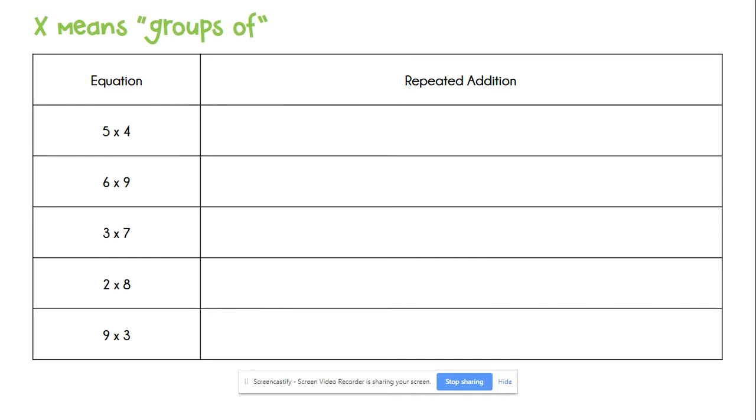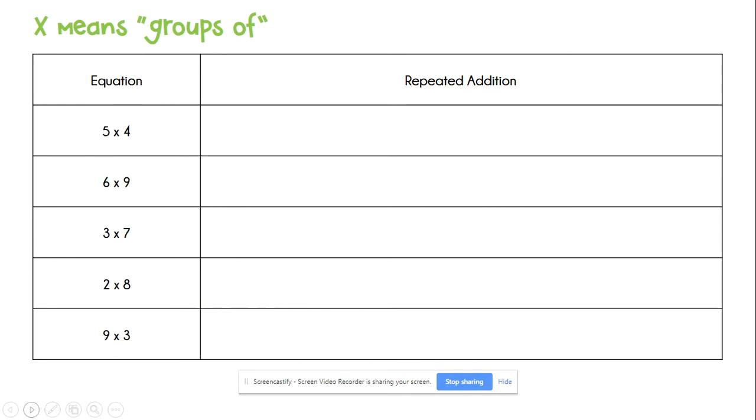In multiplication, the X, or the multiplication symbol, can stand for different things. In repeated addition, it's going to stand for groups of. So in 5 times 4, I can read that as 5 groups of 4. And the first number in your multiplication equation stands for how many times that you're going to add or how many groups that you're going to draw. And that second number represents the number that is being repeated or added over and over again.